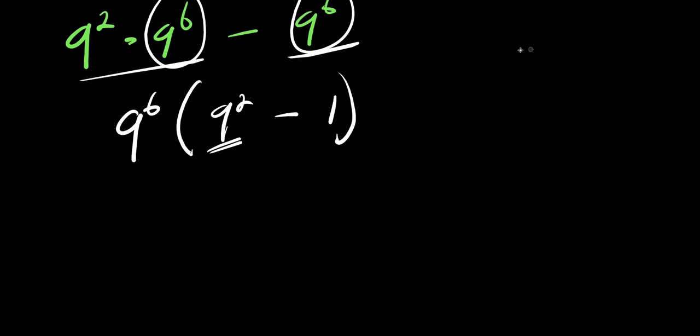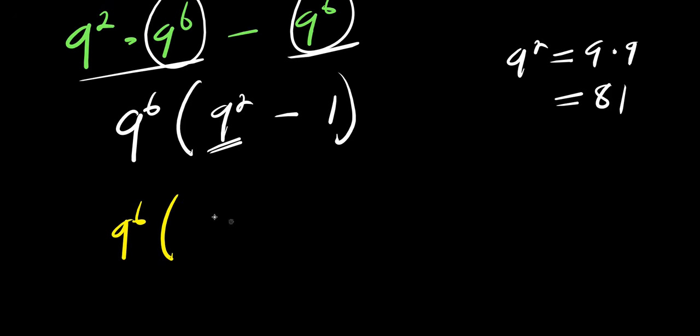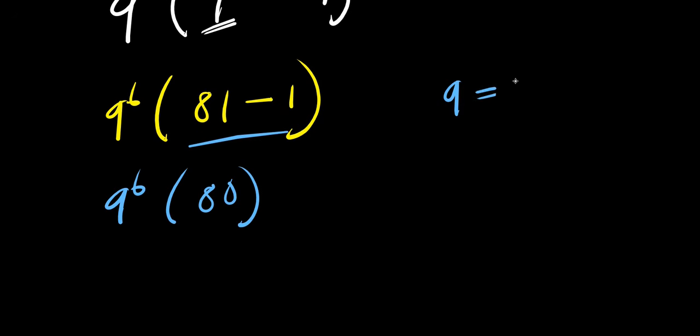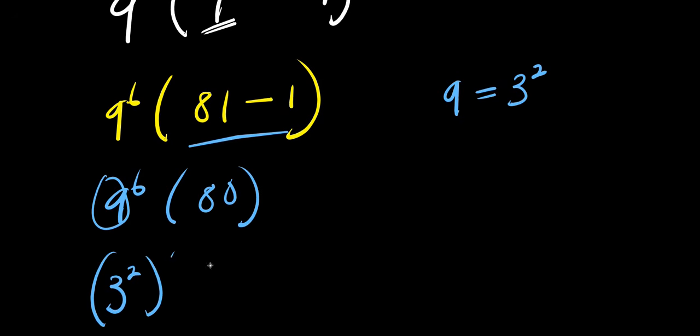What's the value of 9 power 2? 9 power 2 equals 9 times 9, and this is 81. So I'm simply going to have 9 power 6 times 81 minus 1. From here, I have 9 power 6 times 81 minus 1, and this is 80. So 9 is the same thing as 3 power 2. I can replace it here. I have 3 power 2, all to the power of 6, times 80.